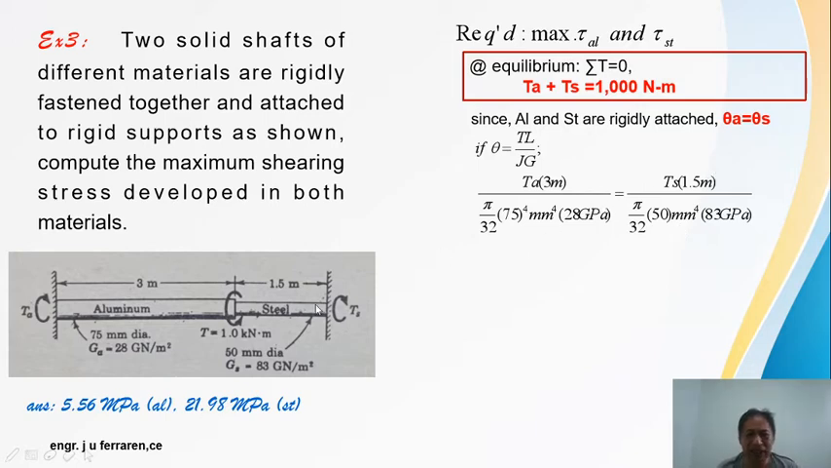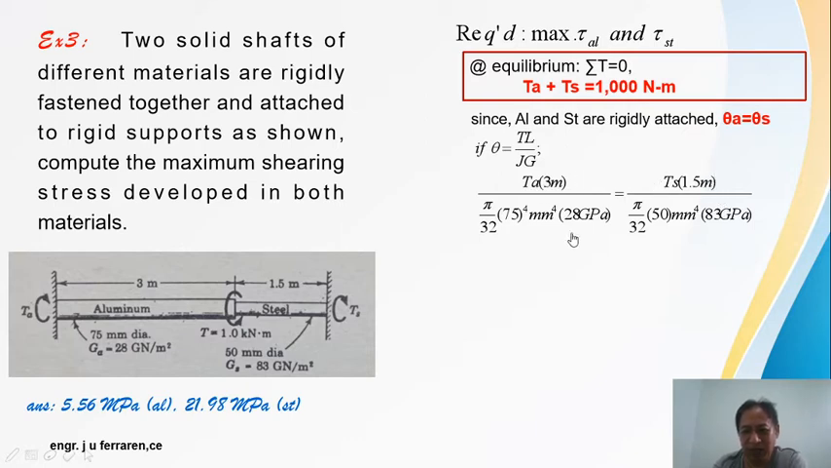Okay, we have to consider the polar moment of inertia. The formula is pi over 32 times d to the fourth power. The diameter is also given, that is 75, in mm. So, 75 to the fourth power, mm to the fourth power. The modulus of rigidity is 28 gigapascal, so I also put 28 gigapascal. On the other side, I also collected the given: the diameter is 50, and the modulus of rigidity is 83.